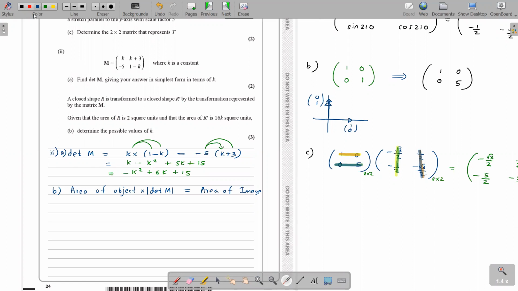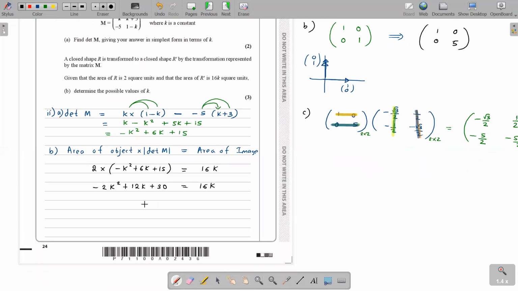So given that the area of R is 2, which means object area is 2 times determinant of M, which is minus k square plus 6k plus 15, right? Equals area of image is what? The area of image is 16k. You see? So basically we end up getting what? Solving a quadratic equation. Minus 2k square plus 2 times 6 is 12k plus 2 times 15 is 30 equals 16k.